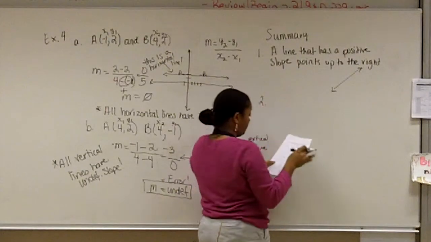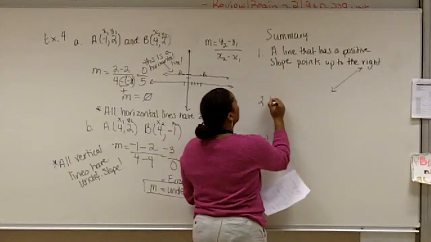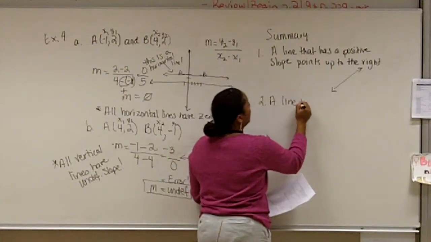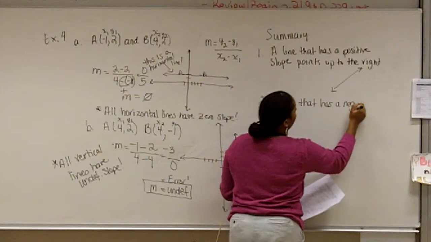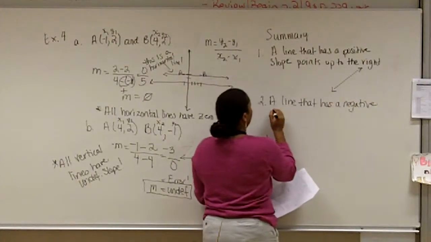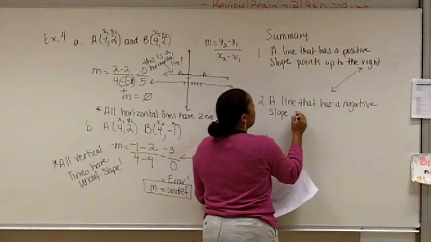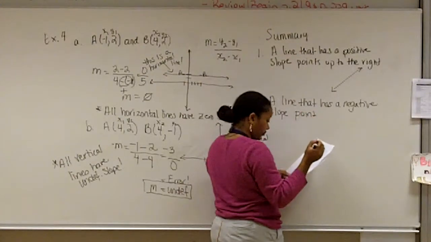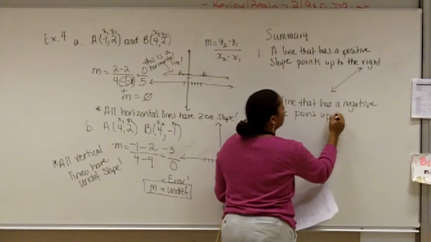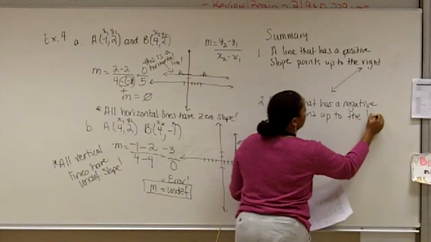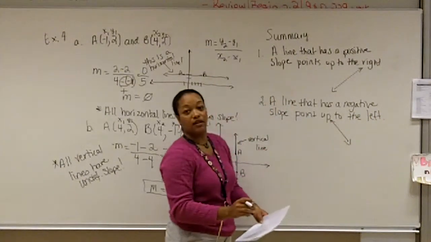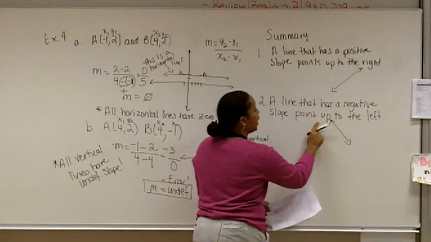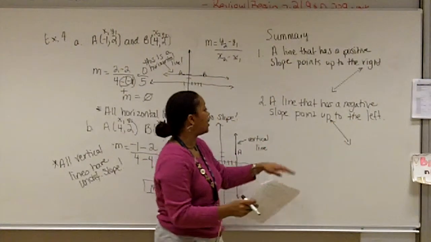On the other hand, a line that has a negative slope will point to the left. So it will be in this direction. So it should point up to the left. Up to the left. Okay, just gotta say up to the left.